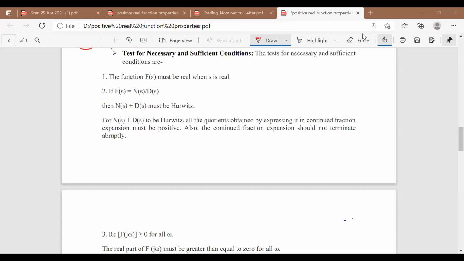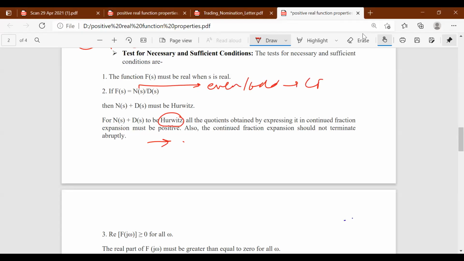So the test for necessary and sufficient condition, the very first thing is whether the numerator and denominator are Hurwitz or not. They should separately be Hurwitz. So for the numerator, you are going to separate it into even and odd parts, and then you need to take the CFE. If all the quotients come out to be positive, then you will say that the numerator is a Hurwitz polynomial.